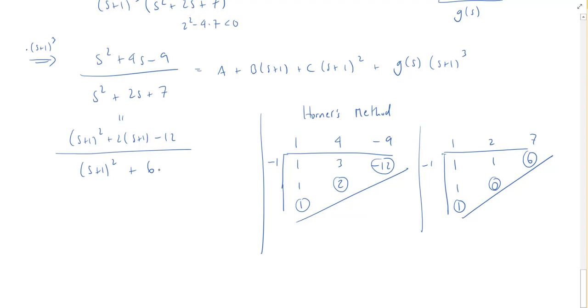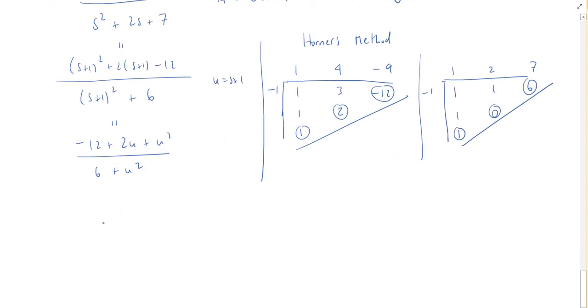Oh, that's nice. Yeah, we probably would have seen that even faster if we just completed the square, right? Okay, but we didn't see it. We were just being blind. Cool. So now we play this game where we use a substitution just to make this look a little nicer. So we have negative 12 plus 2u plus u squared over 6 plus u squared. Okay, now we go to our long division.